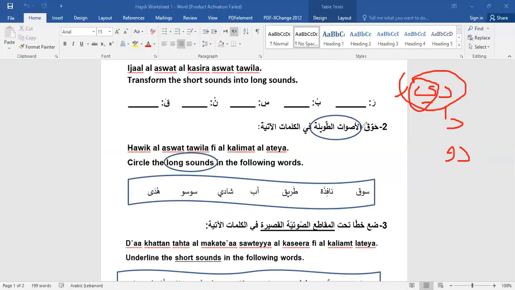Yes. Okay, here in this word. What word? Yes, yeah, I'm writing. Circle for me the long sound.